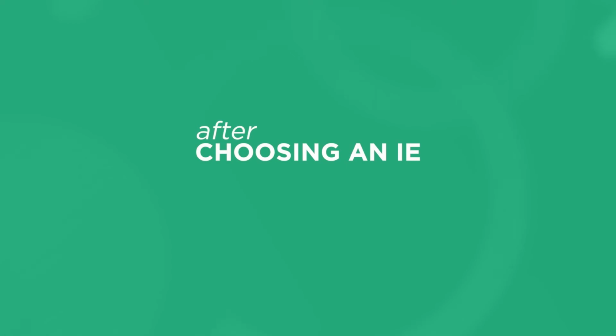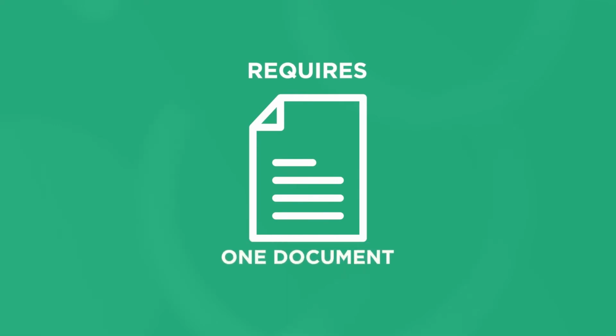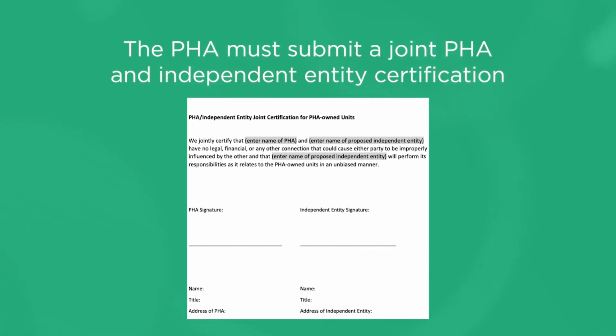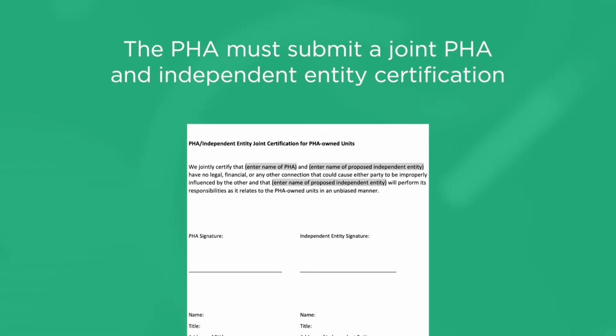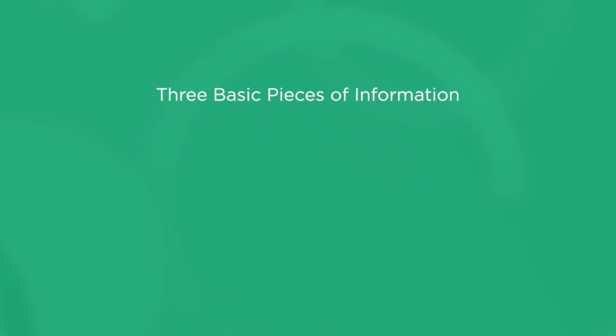The next step after choosing an IE is for HUD to review and approve. The process is simple and requires one document. The PHA must submit a joint PHA and independent entity certification. The certification document needs to include these three basic pieces of information.